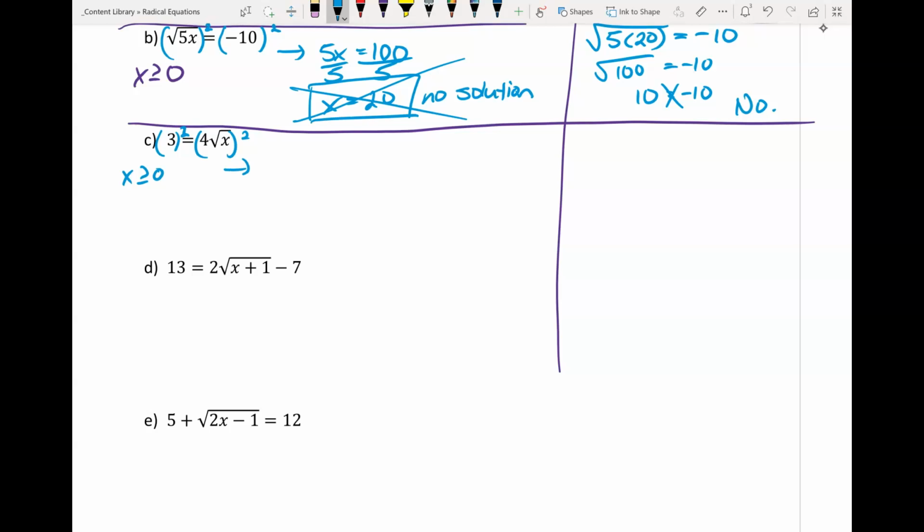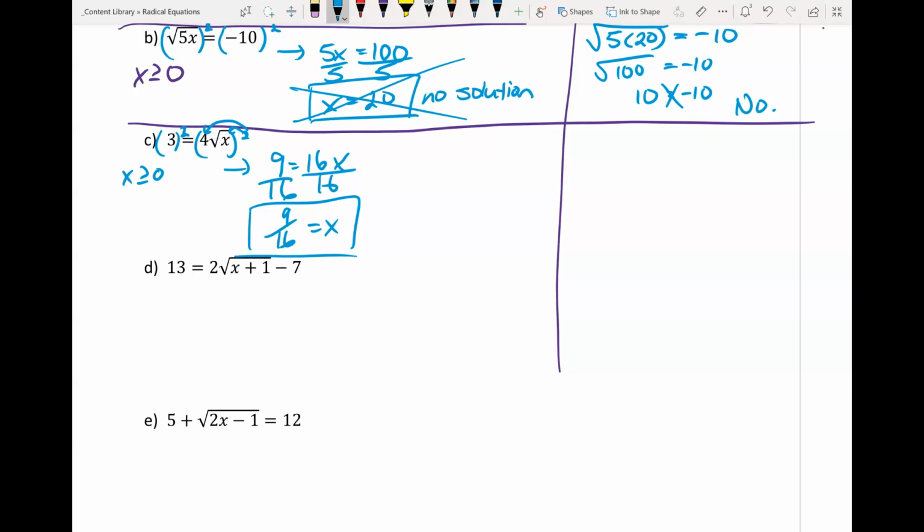on the left-hand side of my equal sign, I have 3 squared. That's 3 times 3, which is 9. And then on my right-hand side, I have 4 root x. This squared does apply to the 4 and it also applies to the root x. So 4 squared is 16. And the root of x squared cancels each other out, so we're just left with x. Now I'm going to divide both sides by 16 to isolate my x. So then my final answer is 9 over 16.